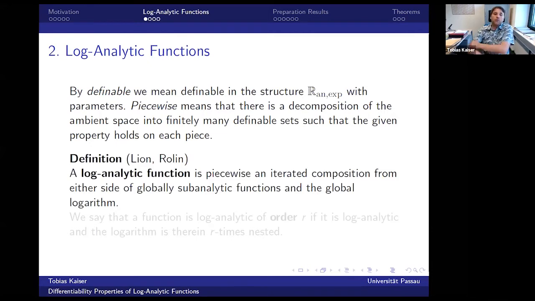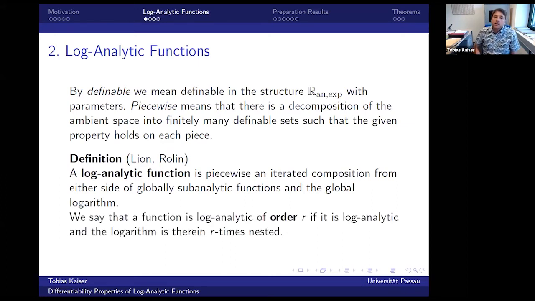And here is the definition of log-analytic functions by Lion and Rolin. A log-analytic function is piecewise an iterated composition, from either side, of globally subanalytic functions and the global logarithm. We say that a function is log-analytic of order r if it is log-analytic, and I need the logarithm r times to construct it, if the logarithm is there r times nested.